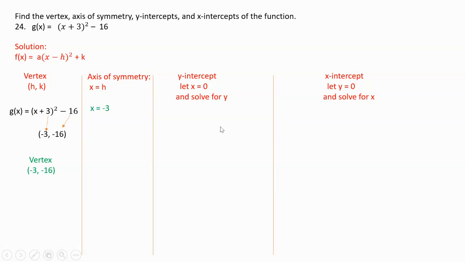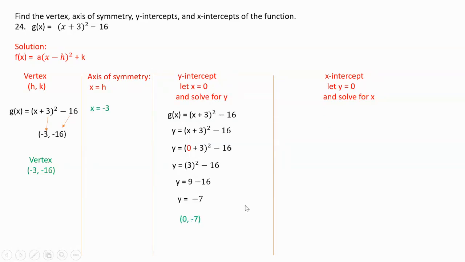Okay. Now, for the y-intercept, g of x is also the same thing as y. So I'm going to plug in 0 for the x, because that's how you solve for the y-intercept. 0 plus 3 will give us 3. 3 squared is 9. 9 minus 16 will give us negative 7. So what's my y-intercept? (0, -7).